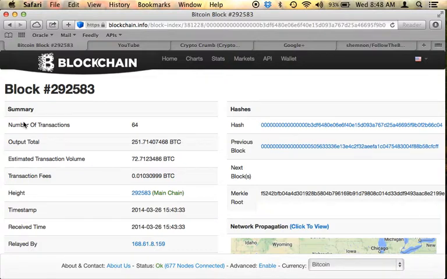It's been real expensive. The top block on the blockchain is number 292583, and the first digits of the Merkle root are F5242BFB. Let's follow the Bitcoin.